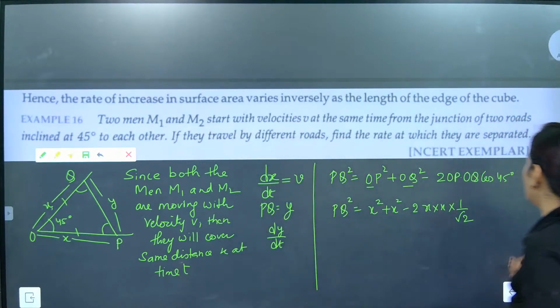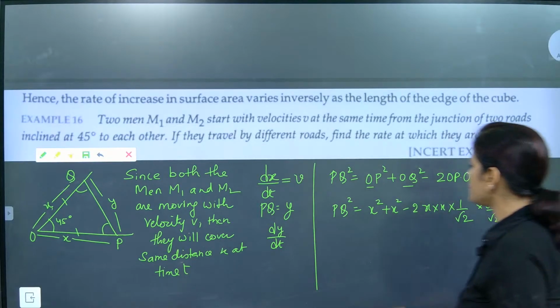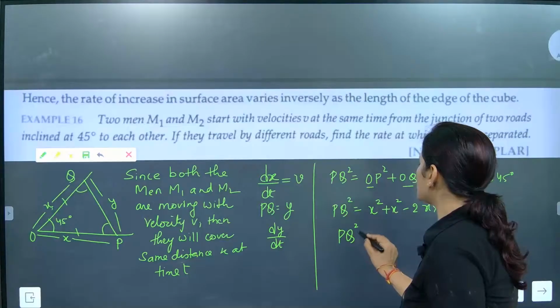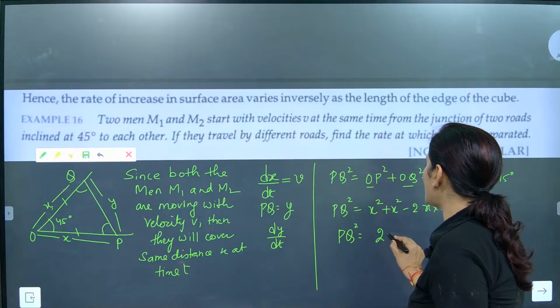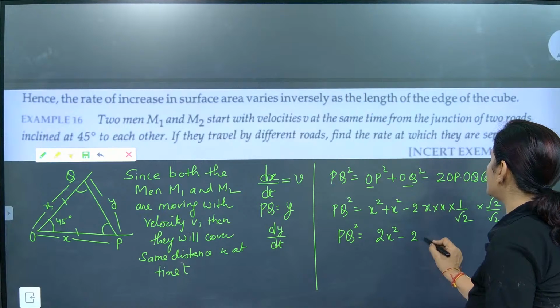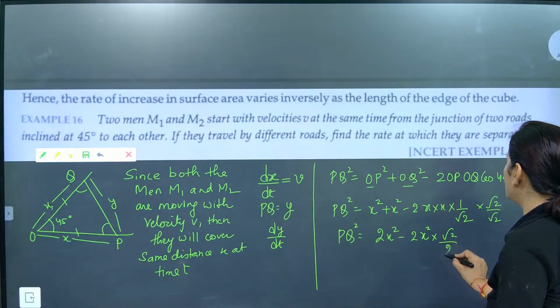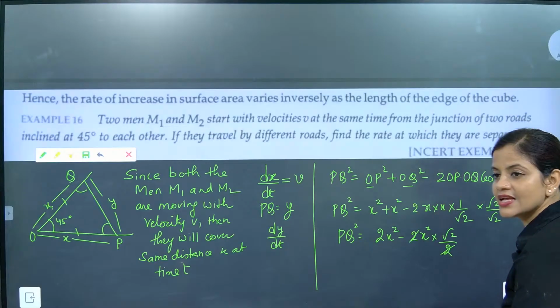1 by root 2. Now we will rationalize it, root 2 and root 2. Now here PQ square is equal to x square plus x square, which will become 2x square. Now here beta, it will become minus 2x square. Now we will rationalize, it will become root 2 by 2. 2 and 2 will get cancelled, beta.